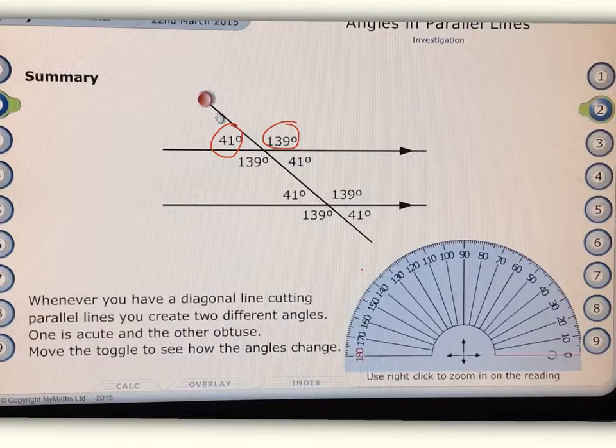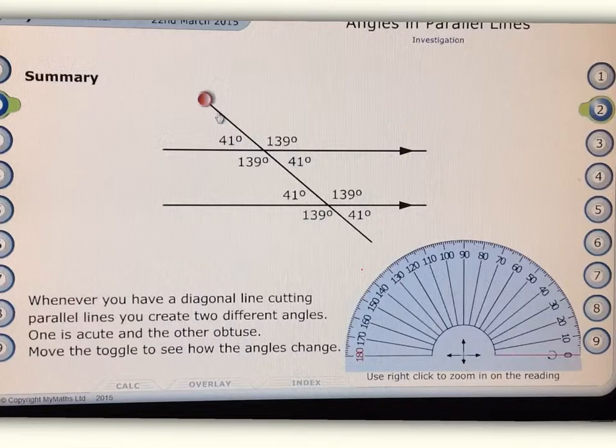Now if you look carefully, you'll also notice that there's a relationship between the angles that are opposite each other as well. 139 and 139. 41, 41. Okay, so there is a relationship between these angles.